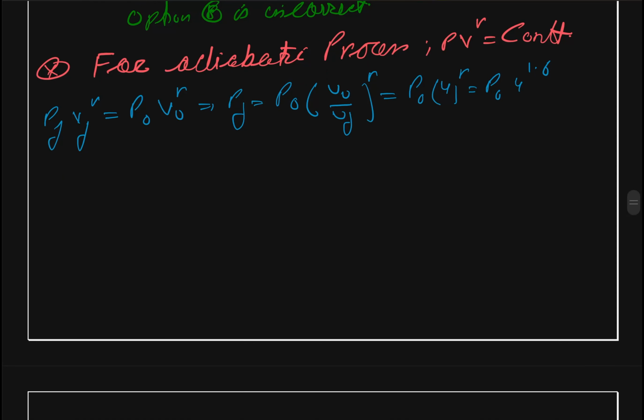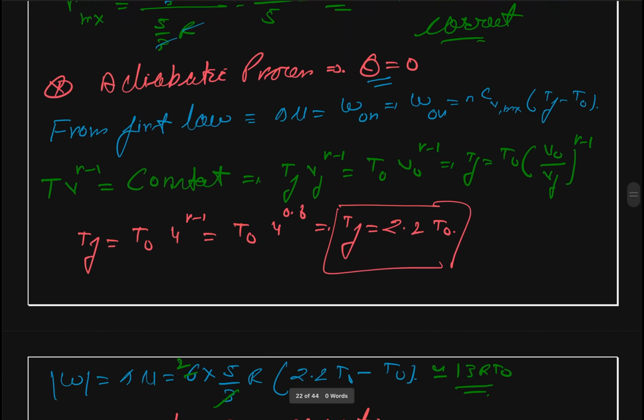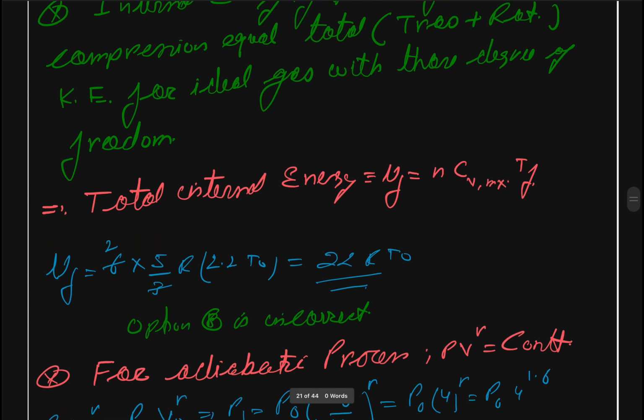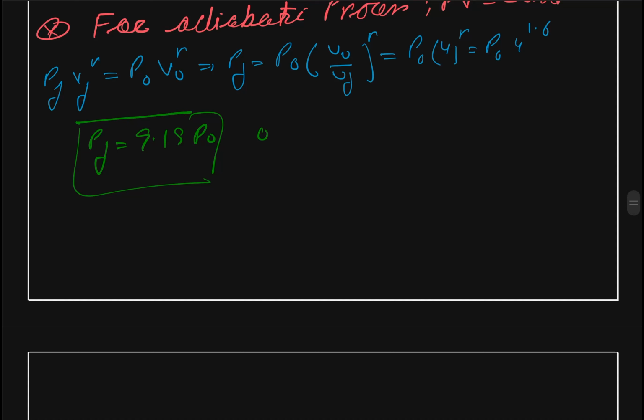and we can say that our final pressure P_F is approximately equal to 9.19 times P naught, and it says it is in between 9 and 10, so option C is correct. C is correct. Next question.